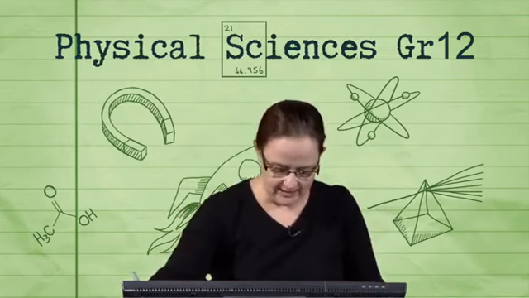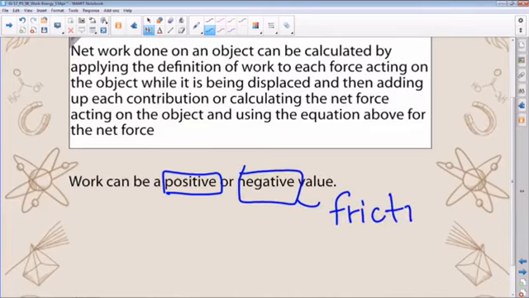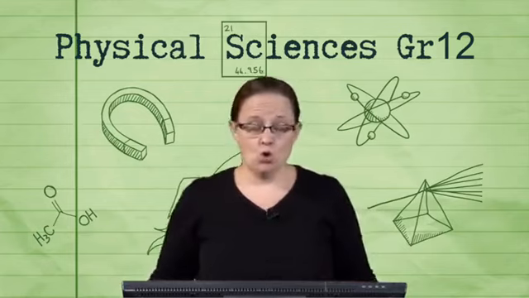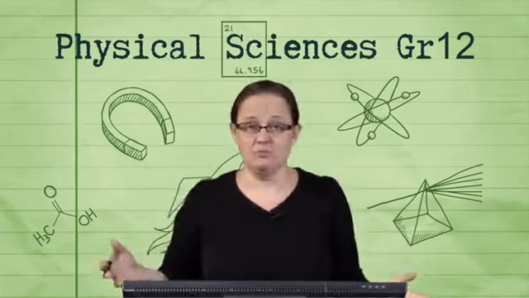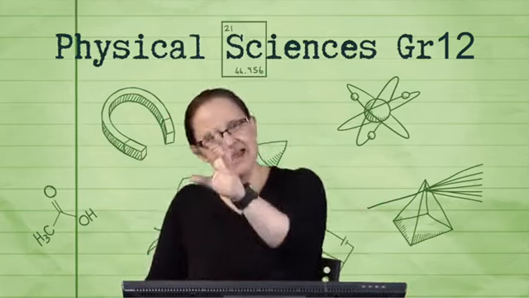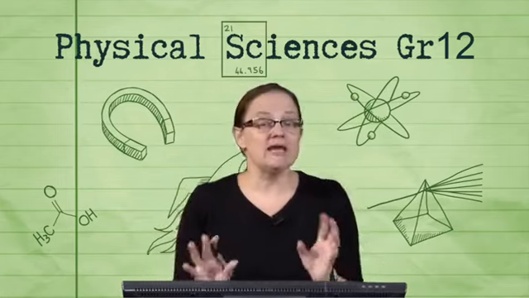Now, work can either be negative or positive, and positive work means that we are increasing the energy of the system. So when I'm pushing a box, I'm giving it kinetic energy. That's positive work. Negative work is friction. Friction does negative work, because friction takes the kinetic energy that I'm giving to the box and turns it into heat, or turns it into sound, or turns it into some other form of energy, which actually is quite useless for us. So it's taking energy out of the system as such. So it gives us a negative value. Okay? So this is really, really important.